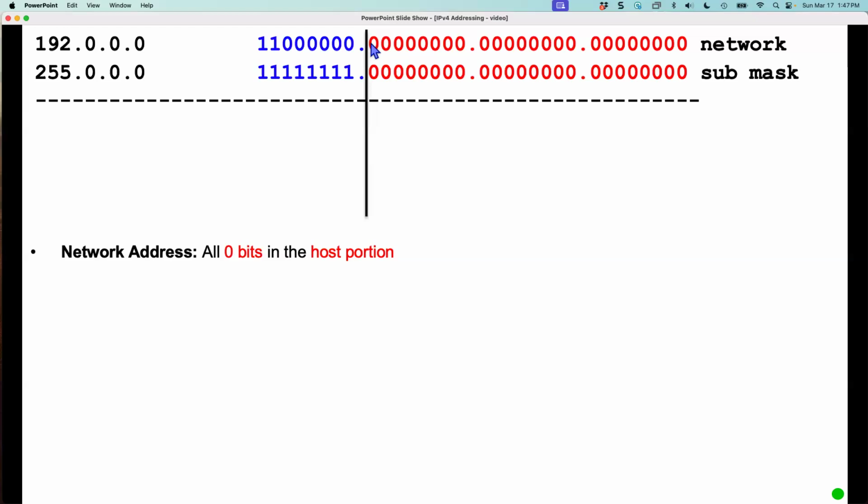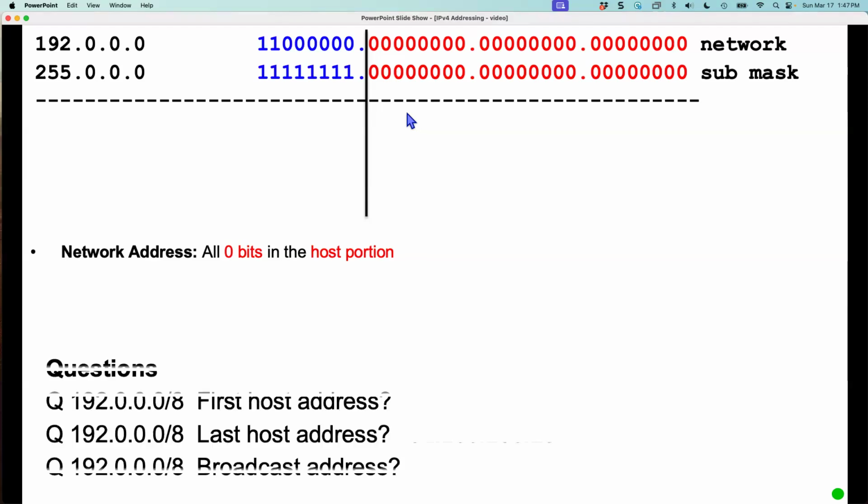Wow, we're way over here. Look at all those host bits. Seeing that the mask is going to make a difference on how many end devices, how many addresses we have available to assign to end devices. 192.0.0.0. That's our network address. Our subnet mask 255.0.0.0. Subnet mask designates the network portion from the host portion.